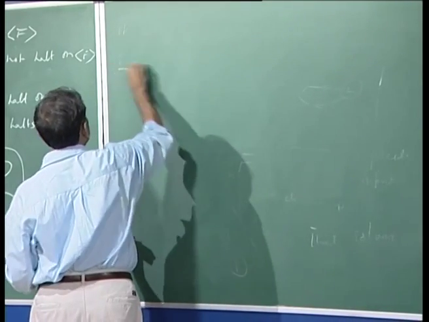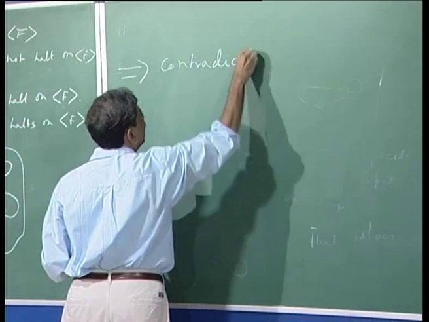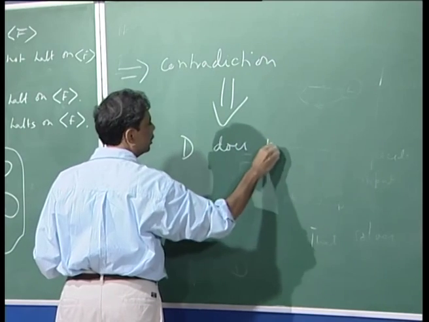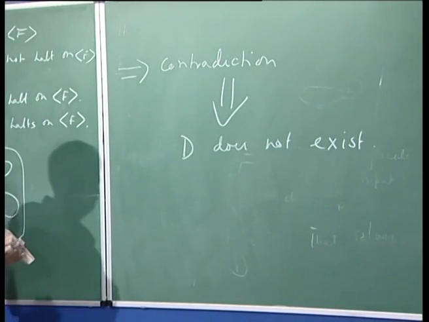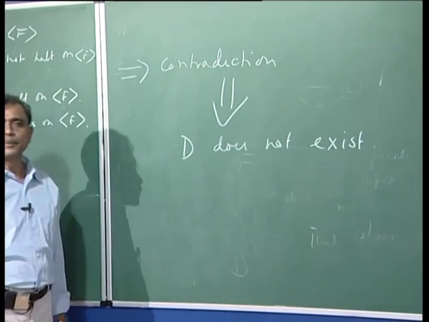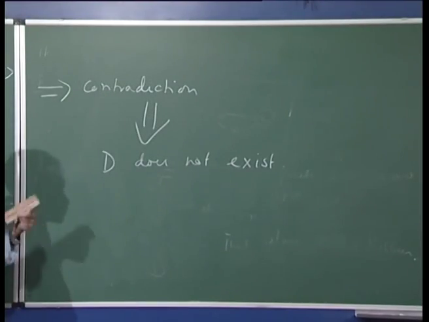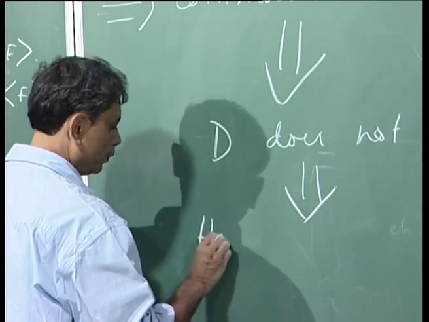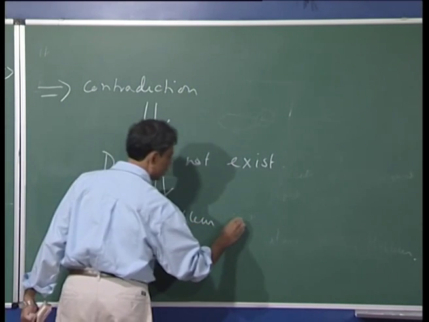So, therefore, we see a contradiction, which implies that D does not exist. And what we are saying is, by this we mean that since D does not exist, there is no Turing machine to solve the halting problem, and since there is no Turing machine to solve the halting problem, there is no algorithm to solve the halting problem. Therefore, the halting problem is undecidable.